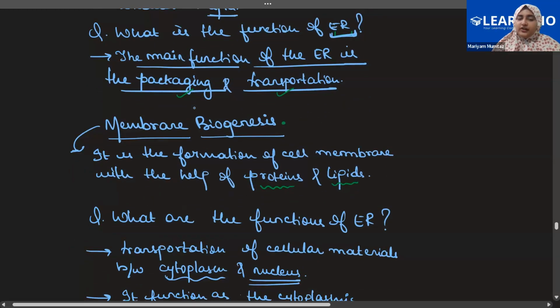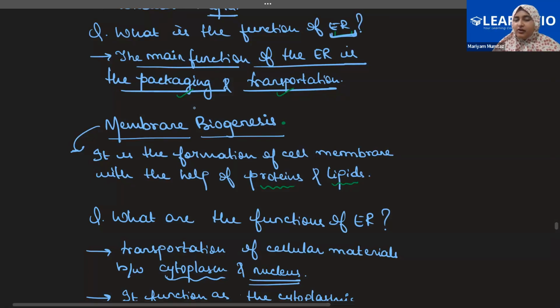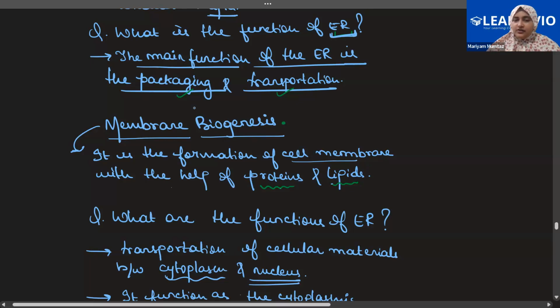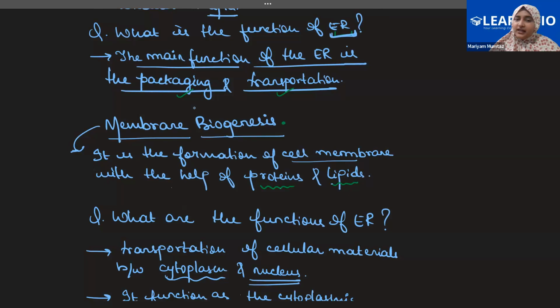Now talking about a phenomenon known as membrane biogenesis. It is the formation of the cell membrane with the help of proteins and lipids, because we know that the cell membrane is made up of proteins and lipids, isn't it? In a lipid bilayer, there are proteins present. So the formation of this cell membrane is known as membrane biogenesis.